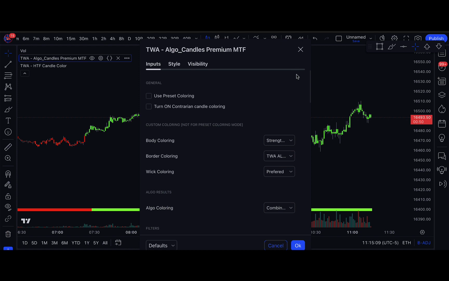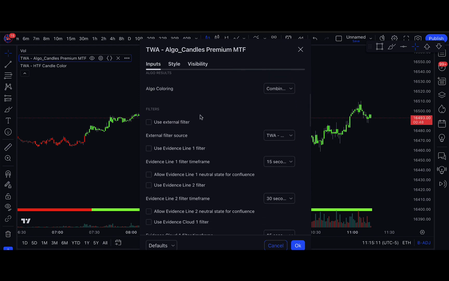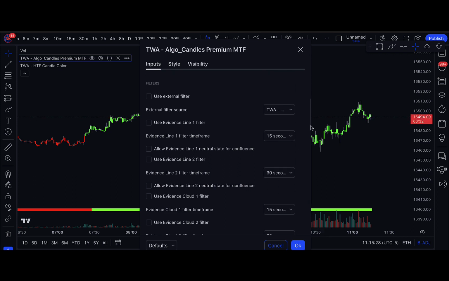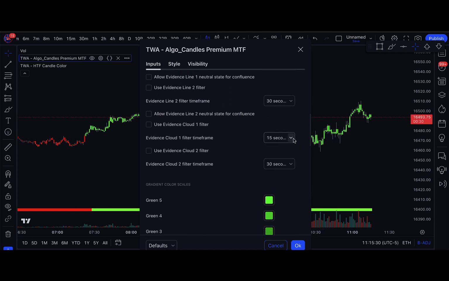All right, so that is one of the filter options, which is the external filter. But there's more. You can use an evidence line from any time frame you like. You can decide if you want to allow the neutral state, which is that gray color, to be of confluence, or you don't want it. Then you can add another evidence line too. You can also add an evidence cloud as well. Two evidence clouds.